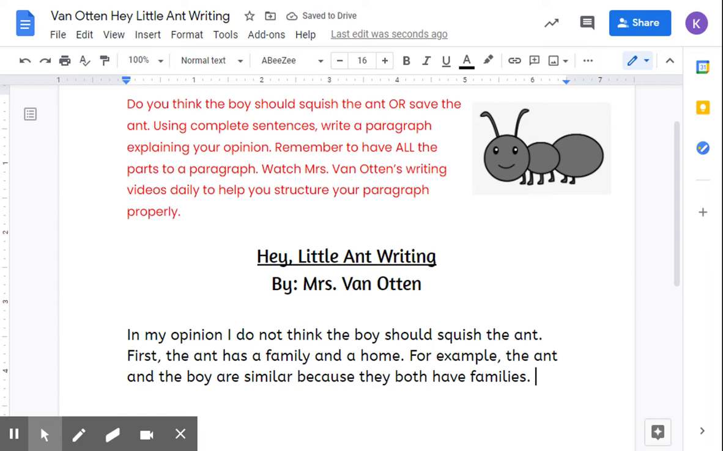Okay, so if you think about it, would you want to be taken away from your family if you were squished? No. So I kind of feel for the ant. I think that it's fun that the boy and the ant both have families, and so that's helpful for our story here. And my opinion is that I don't think that the ant should be taken away from his family. So both have families. I'm going to add to that so that families. And the ant should not be taken away from his family.